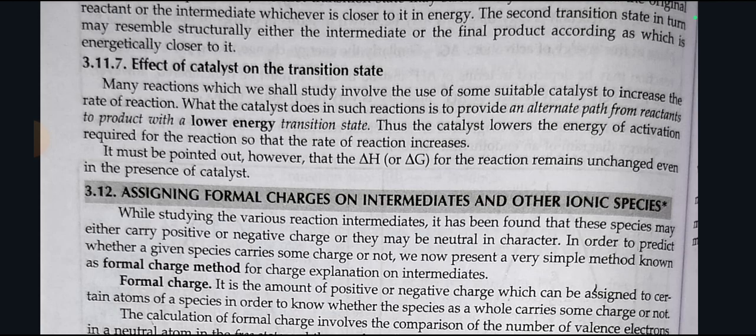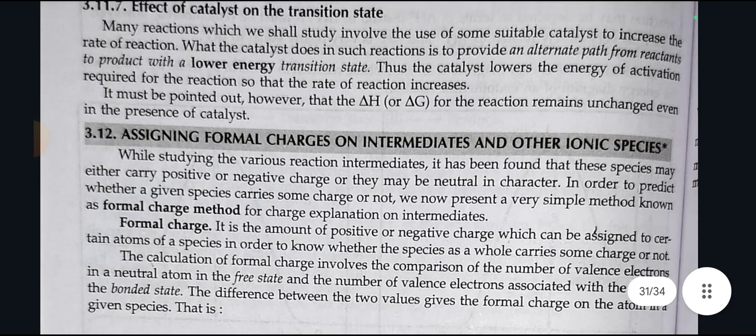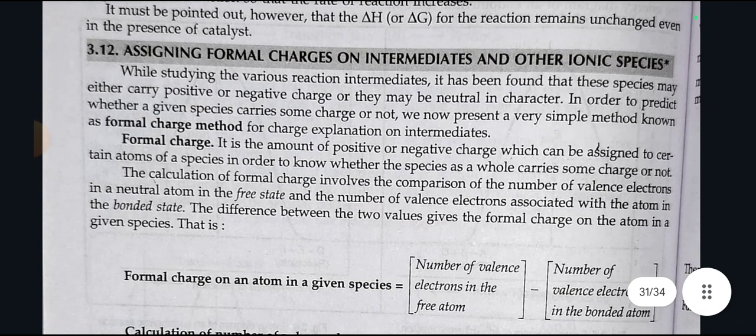3.11.7 Effect of a catalyst on the transition state. Many reactions which we shall study involve the use of some suitable catalyst to increase the rate of reaction. What the catalyst does in such reactions is to provide an alternate path from reactant to product with a lower energy transition state. Thus, the catalyst lowers the energy of activation required for the reaction so that the rate of reaction increases. It must be pointed out, however, that the delta H or delta G for the reaction remains unchanged even in the presence of a catalyst.